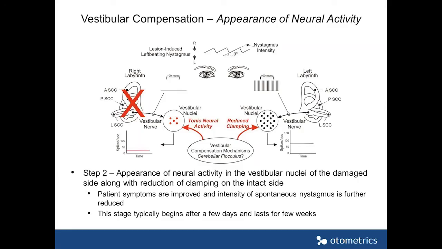So more neural activity starts showing up in the vestibular nuclei of the intact side. Interestingly, neural activity starts showing up in the vestibular nuclei of the damaged side. Of course, we are assuming that we have a permanent loss, and it's not possible for this neural activity to be coming from the damaged side. So where is it coming from?